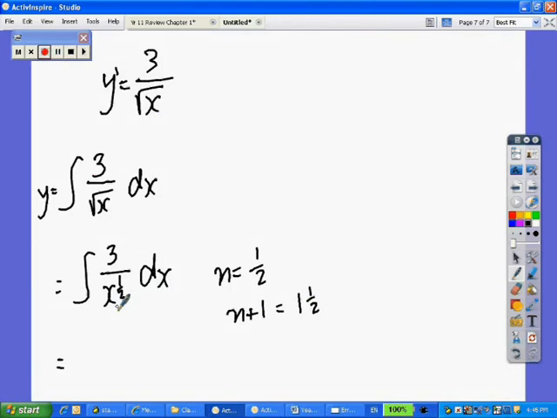And I apologize, sorry, this is supposed to be negative 1/2, so n is equal to negative 1/2. So n plus 1 is not going to be 1.5. My apologies. It's actually going to be 1/2. All right, so that does change things somewhat.